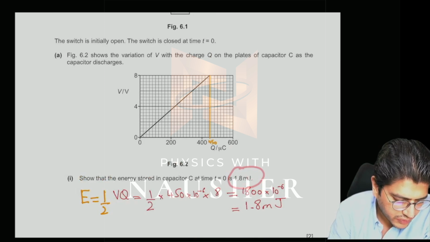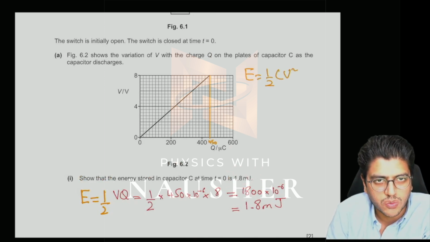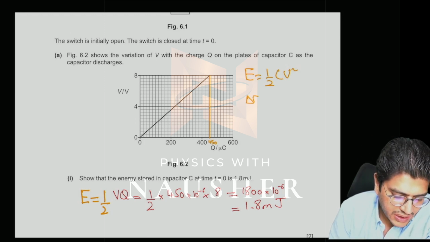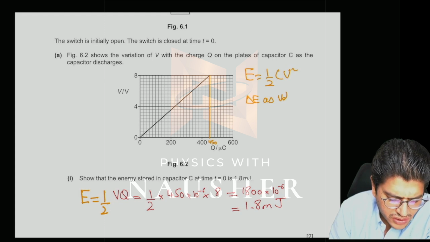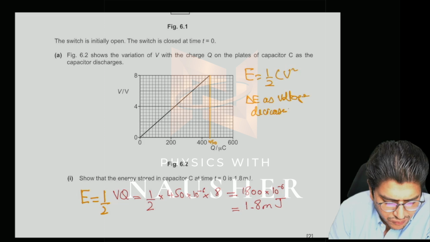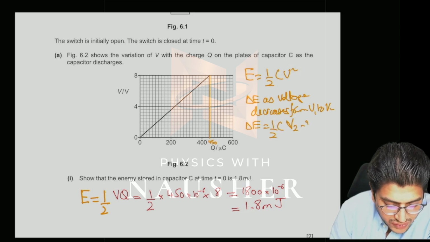One thing that I want to mention over here, that there is another formula for the energy stored in a capacitor, which is half CV square. But if they ask you to calculate the change in energy as the voltage, let's say, decreases from V1 to V2, then the formula will become 1/2 of C into (V2 square minus V1 square).